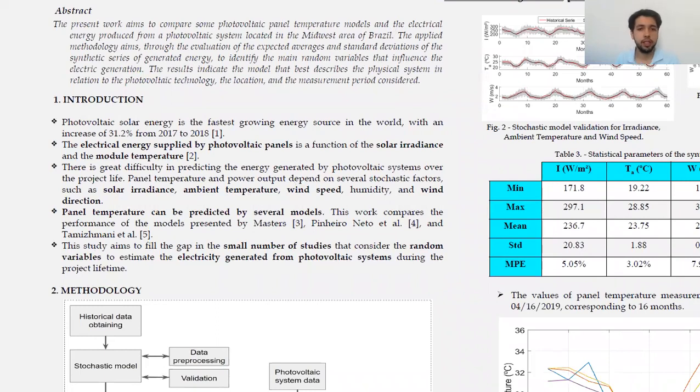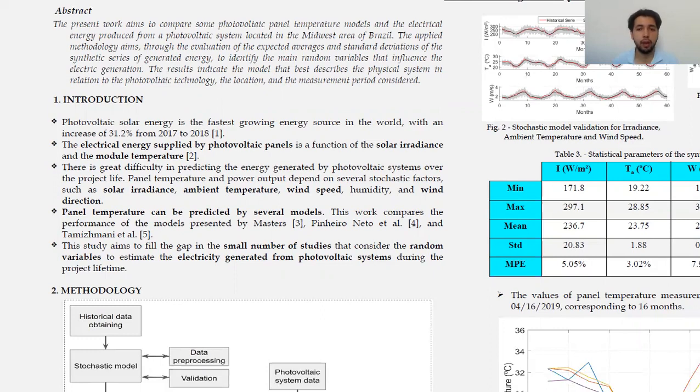Photovoltaic solar energy is the fastest growing energy source in the world. The electrical energy supplied by a photovoltaic panel is a function of the solar irradiance and the panel temperature. There is great difficulty in predicting the energy generated by photovoltaic systems. Panel temperature and power output depend on several stochastic factors such as solar irradiance, ambient temperature, wind speed, humidity, and wind direction. Panel temperature can be predicted by several models.